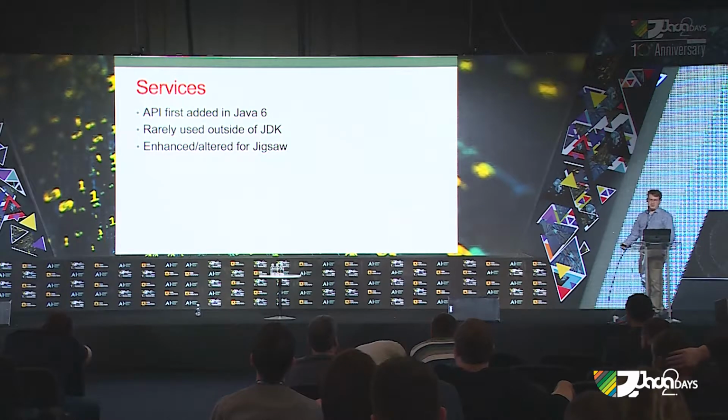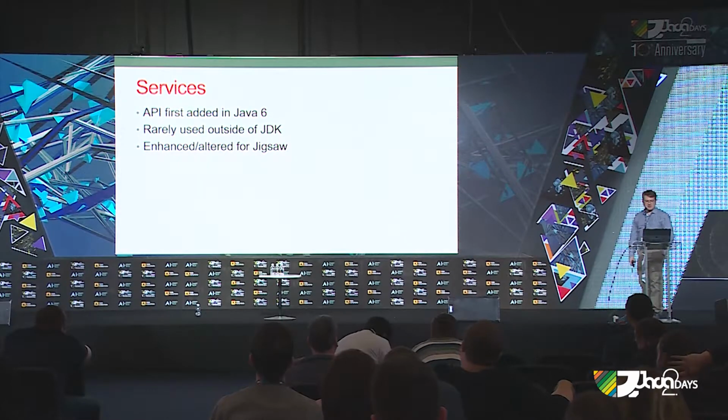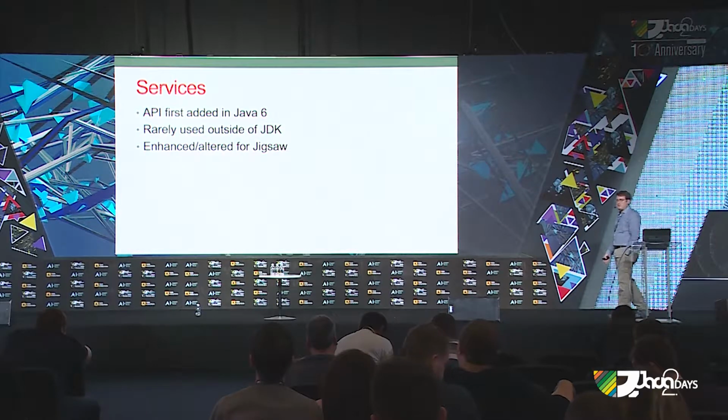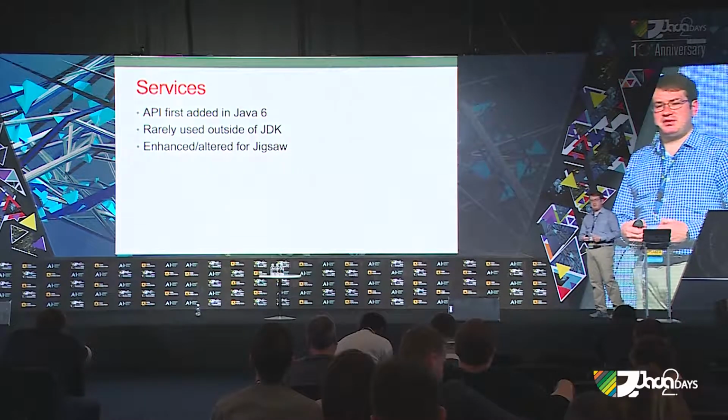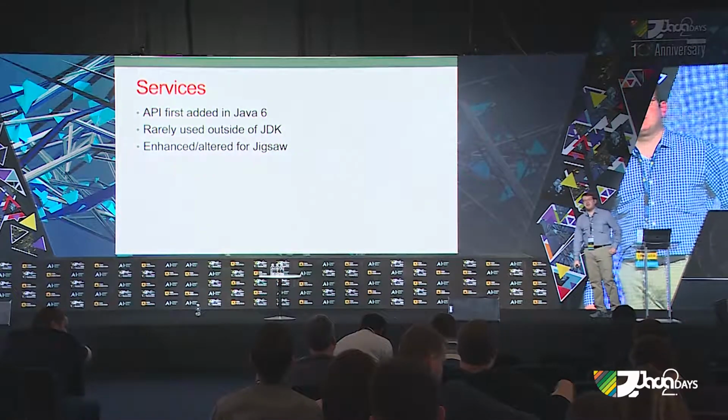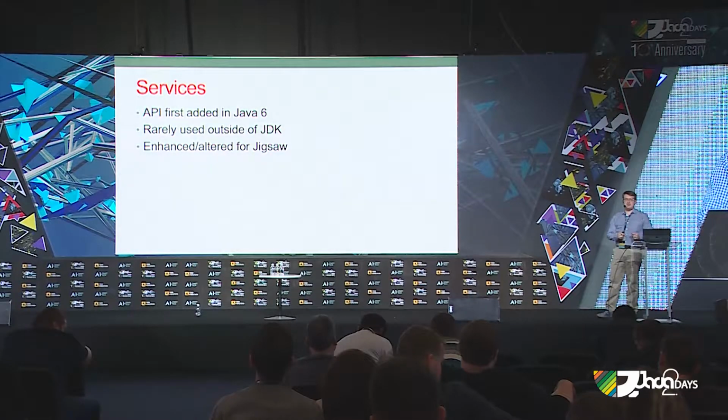Services was an API first added in Java 6. It has rarely been used outside of the JDK, and it was enhanced and altered for Jigsaw. The reason why it was enhanced and altered was to help you solve the problem of circular dependencies. You can move things that were circular dependencies off into services which can be loaded.